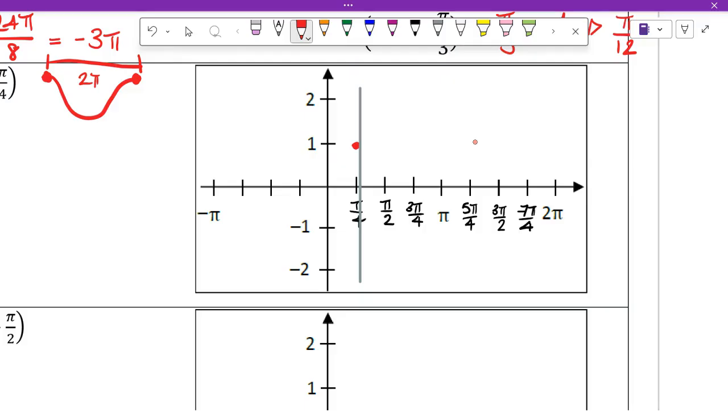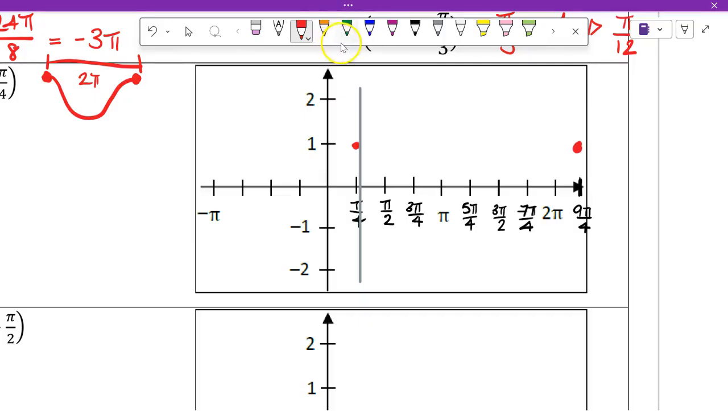Or I've just moved my graph one more to the right. Let me go one more to the right of here. So that'll be right there at 9 pi over 4. So I'm going to have my stopping point right there at 9 pi over 4 and 1. That's going to be what I've got right there for that point.